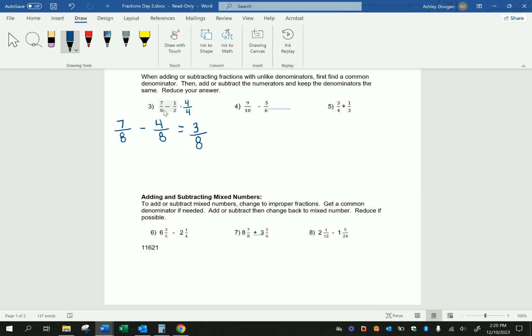Three divided by 8 is not going to reduce. There are no factors in common. So this is my solution, 3/8.